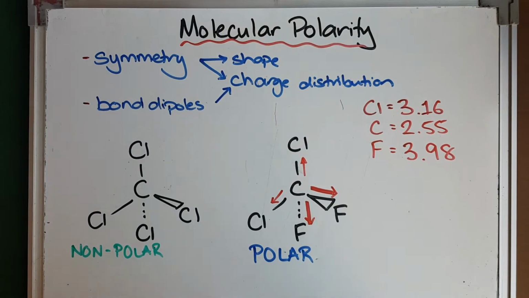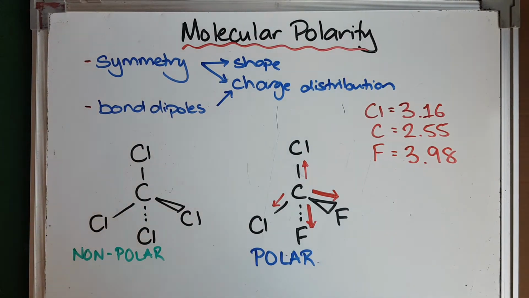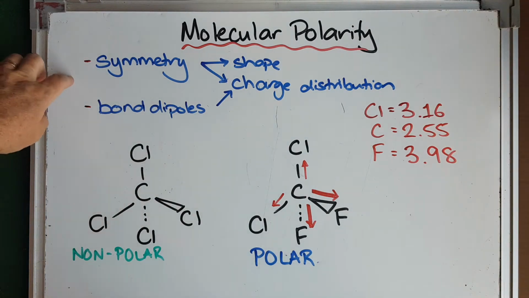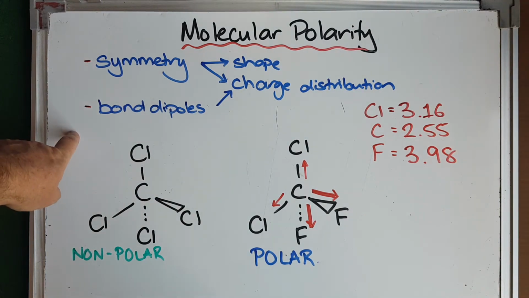So we've now looked at how electronegativity can help us determine if a bond is polar or not polar. Ultimately, what we're trying to decide is if a molecule is polar or not. And that comes down to a couple of key things. One is symmetry, so its shape, and one is whether it has bond dipoles or not.